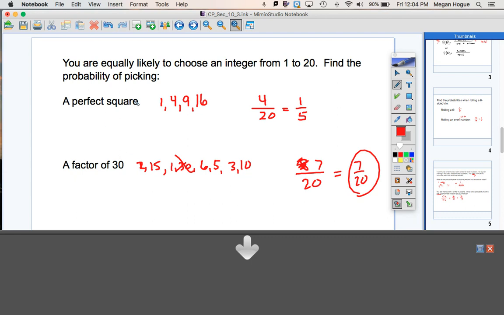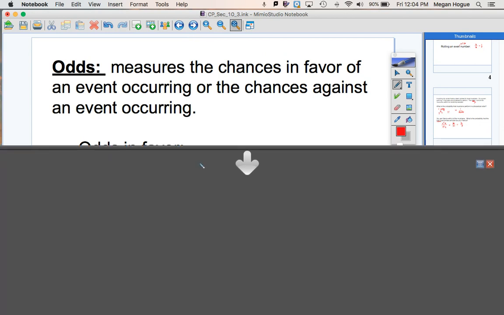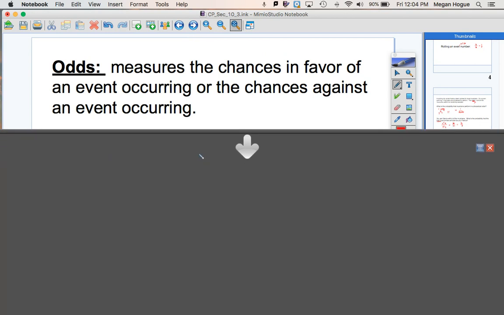All right, so you often hear probability, but you also often hear odds in real life. Odds measures the chances in favor of an event occurring or the chances against an event occurring.